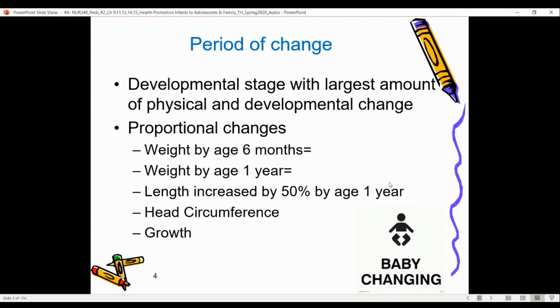So just in their proportional changes, their birth weight by the time they're 6 months of age should do what? It increases by how much? Get you guys chatting with me in the chat box here to wake you up, get you engaged. Okay, it should double by the time they're 6 months. So their birth weight should double by the time they're 6 months of age. Their birth weight by the time they're 1 year of age should do what?